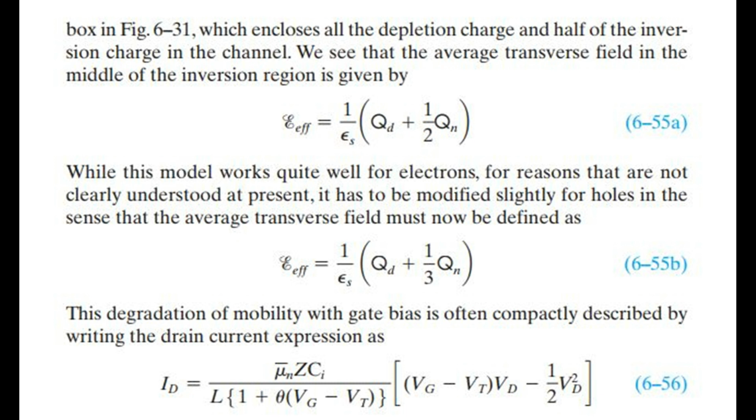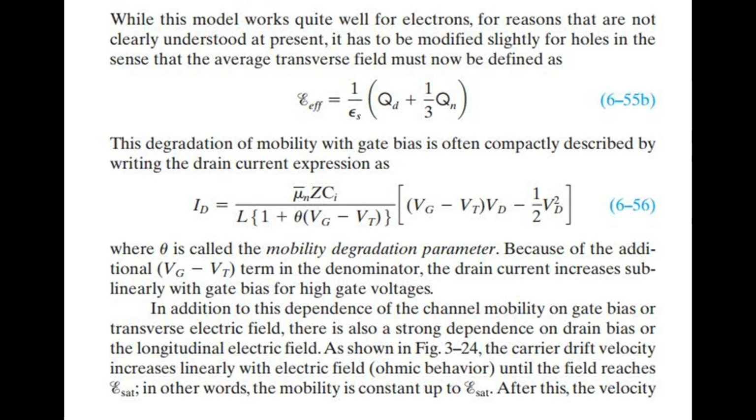While this model works quite well for electrons, for reasons that are not clearly understood at present, it has to be modified slightly for holes in the sense that the average transverse field must now be defined as. This degradation of mobility with gate bias is often compactly described by writing the drain current expression as, where U is called the mobility degradation parameter. Because of the additional Vg minus Vt term in the denominator, the drain current increases sublinearly with gate bias for high gate voltages.